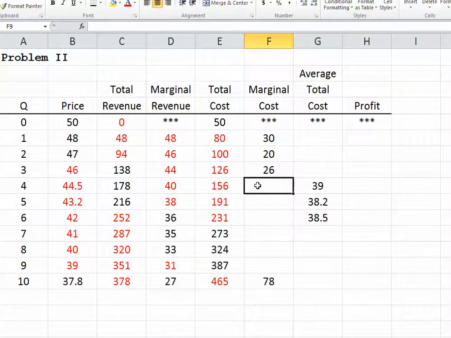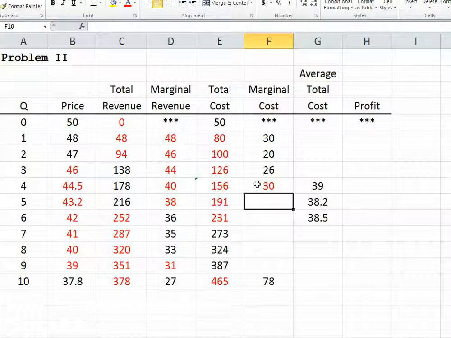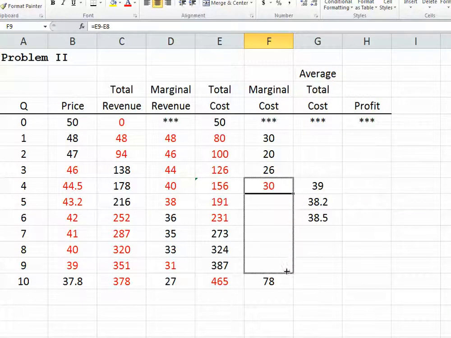Then my marginal revenues are simply the extra revenue that you get. So it would be, in this cell, 156 minus the revenue from before. So that's the extra revenue of the fourth one, and then this is the fifth, and so forth.